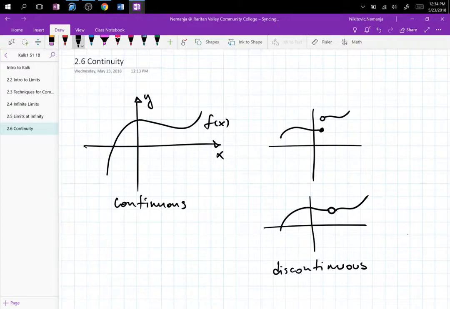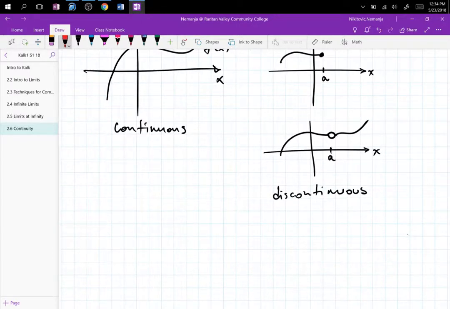Now, please observe that these discontinuities happen at a particular location, call that location a, on the x-axis. So it makes sense first to define continuity at a single point, and then define global continuity afterwards, and then follow with a whole bunch of theorems that will ease up our calculations. So that's the roadmap of the whole lecture.